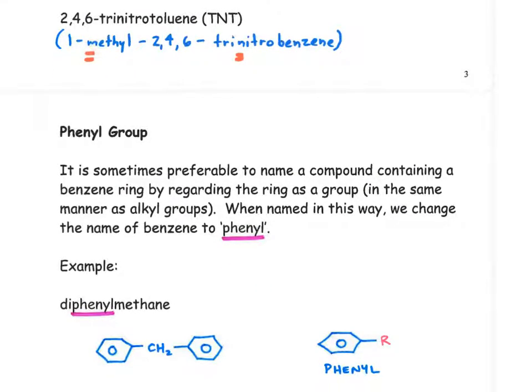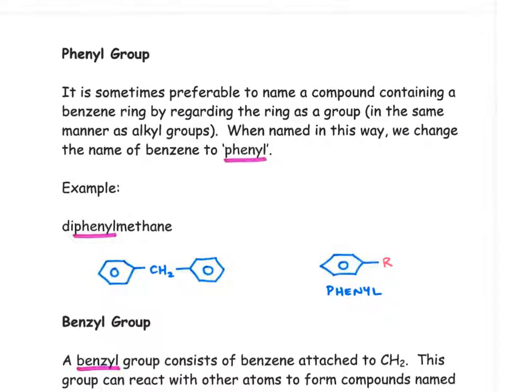Now, benzene groups can also be side groups on a longer, more complex chain. So now we're going to look at how to name them. In our first example, we have 2 benzene rings attached to 1 carbon atom. In that case, we could name this as diphenylmethane. And so benzene as a side group is called phenyl.